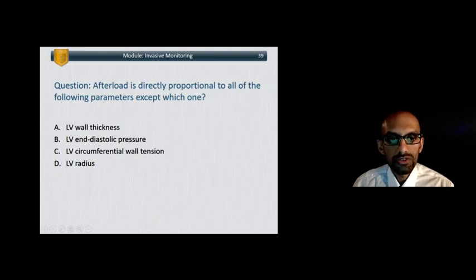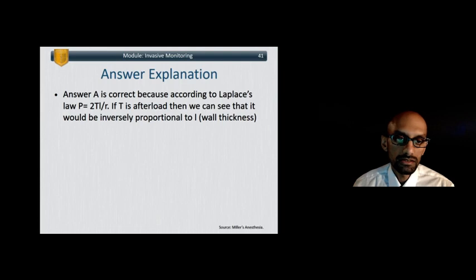Afterload is directly proportional to all the following parameters, except which one? LV wall thickness, end diastolic pressure, circumferential wall tension, or radius. And this question is derived from the principles of Laplace's law. And based on that equation, you should realize that afterload is inversely proportional to wall thickness. Okay, and Laplace's law, just to review, is intracavitary pressure equals 2 times circumferential wall tension times the wall thickness, all divided by radius.